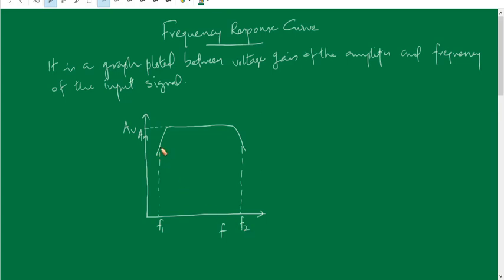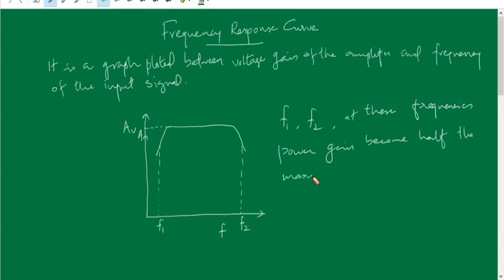At these frequencies, F1 and F2, the power gain becomes half the maximum value. Okay, so at mid range of frequency there will be maximum power gain. So at the lower cutoff frequency and upper cutoff frequency the power gain becomes half of the maximum.